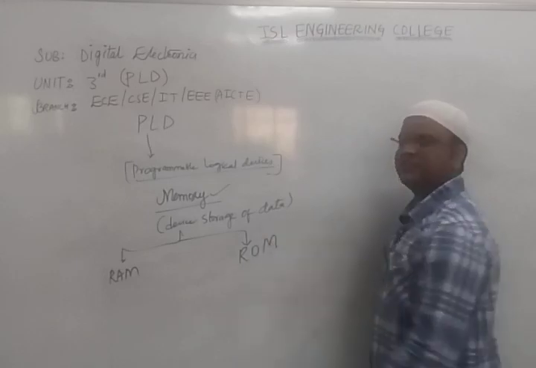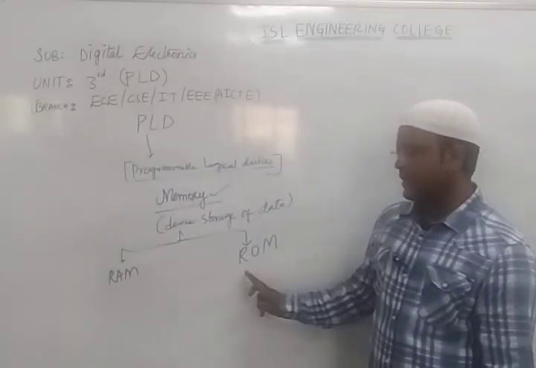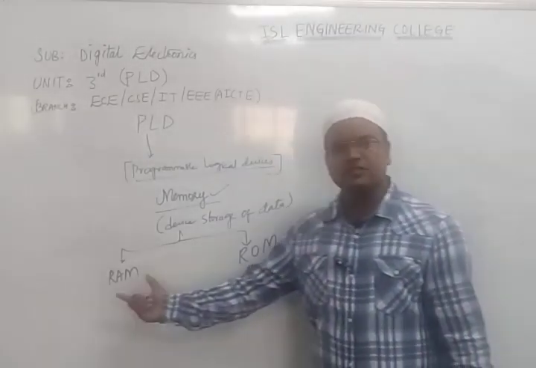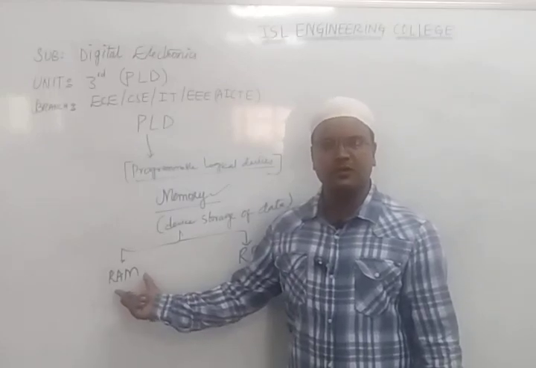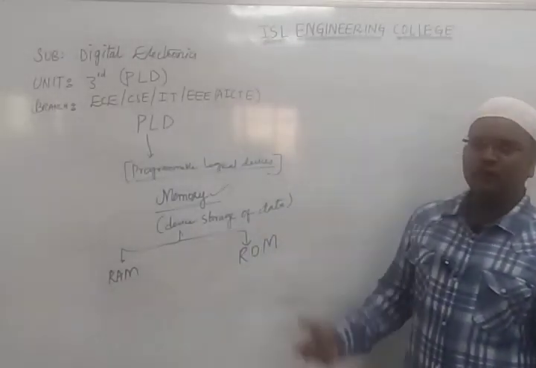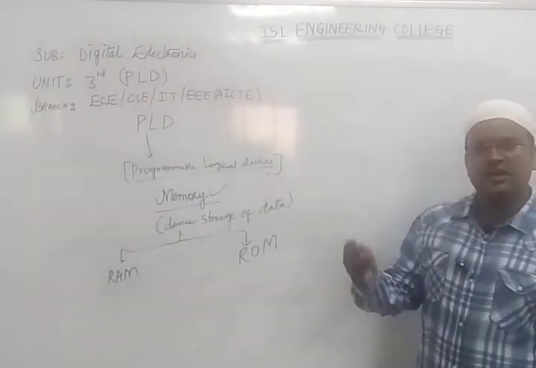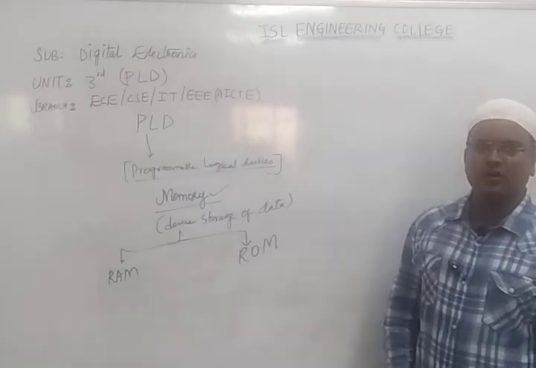So what does RAM stand for? It is nothing but random access memory, and ROM stands for read only memory. So this is also a memory device, this is also a memory device. What is the use of it? Where can we use this particular thing? We should know that memory devices are those which can store information in the form of bits.